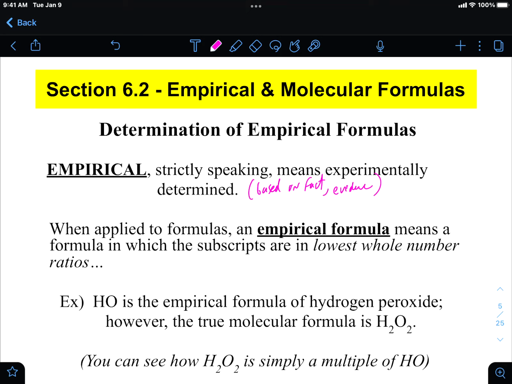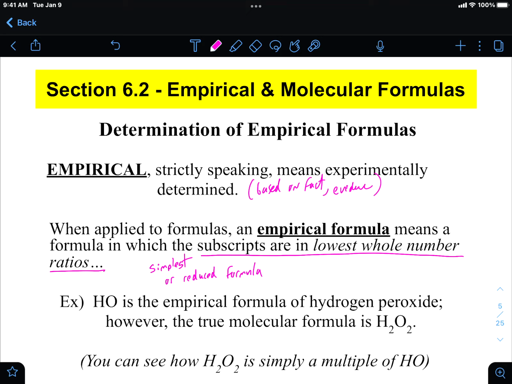And that is true here in lab. You're going to see that it is based on numbers that we collect. What it also means is that the subscripts are going to be in the lowest whole number ratio. Another way of thinking of it is it's the simplest or reduced formula.